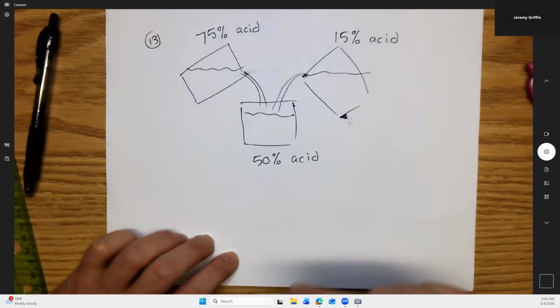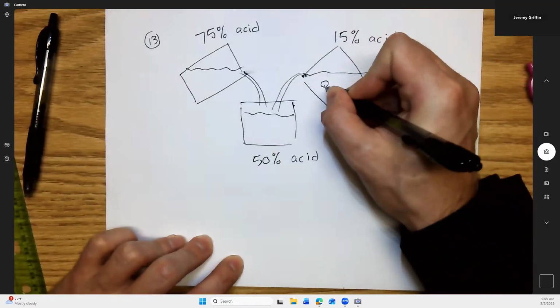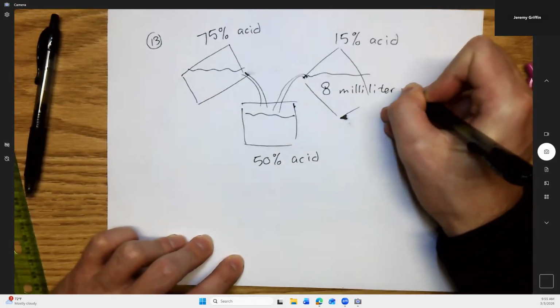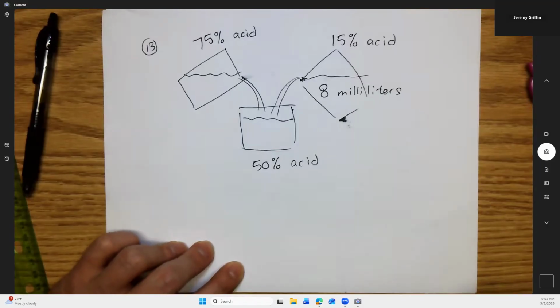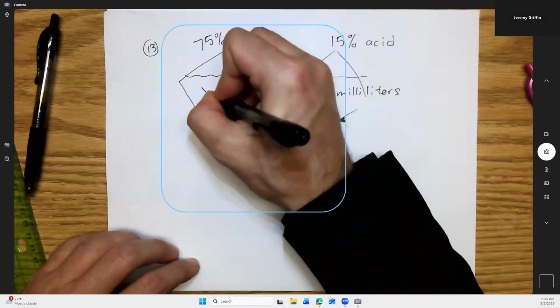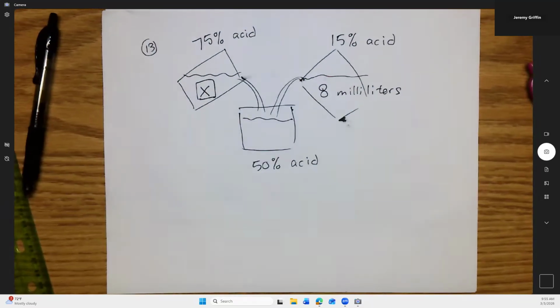And now they put one more number on this. They say that this right here is going to be 8 milliliters. So now we have a hard quantity on one of the volumes. And the question is, how much of the strong solution should you add to the mix? So we'll call that x, and we can solve for x.